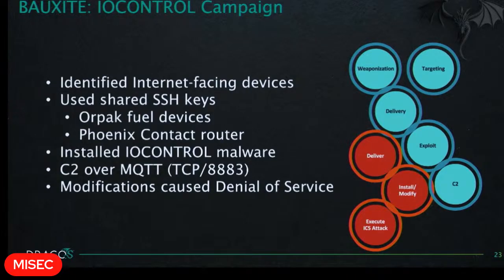The other campaign, really similar. They have a piece of malware called IO control. They're deploying it to several of these devices, and I should make a point to say that all these systems were sitting on the internet. In this case, they hit an ORPAC fuel device and a Phoenix Contact router. But in this case, not default credentials, they found shared SSH keys.